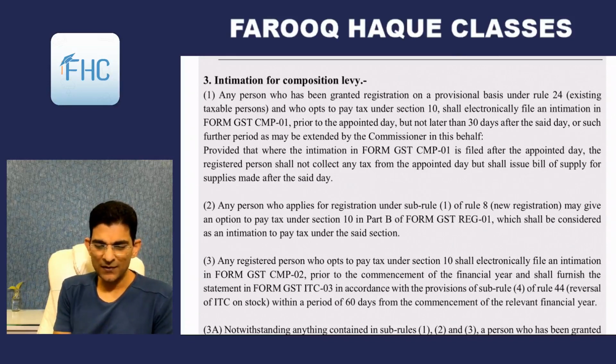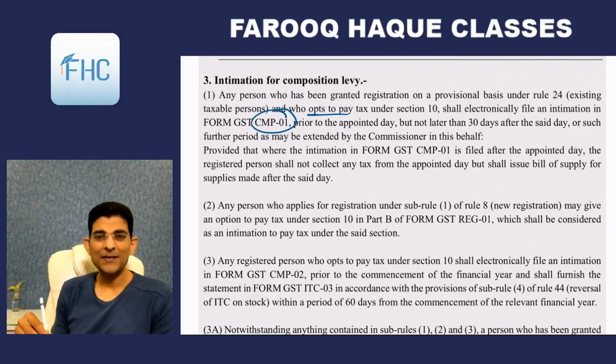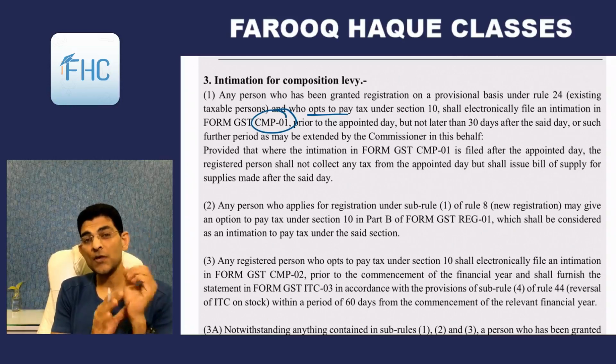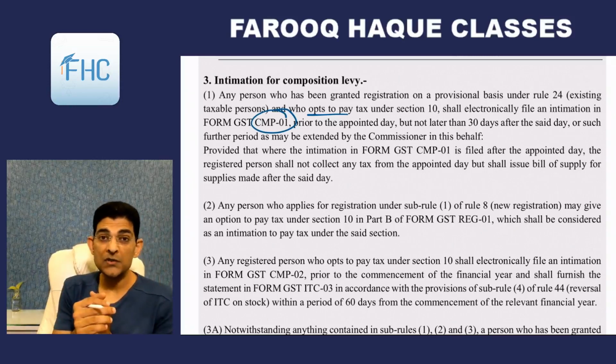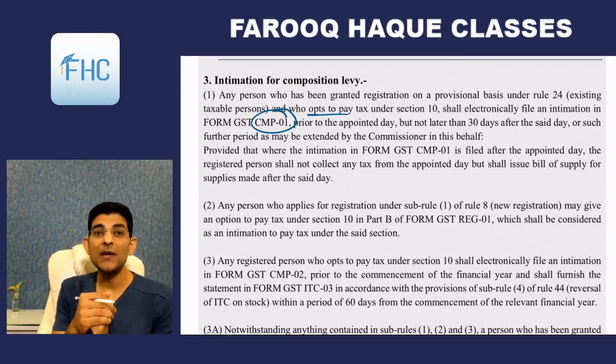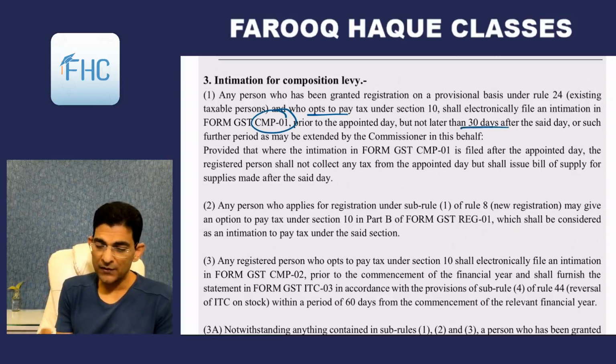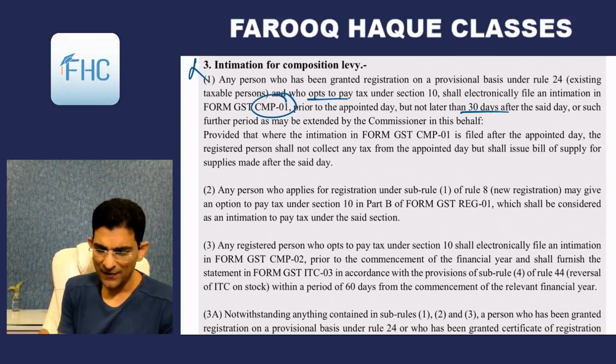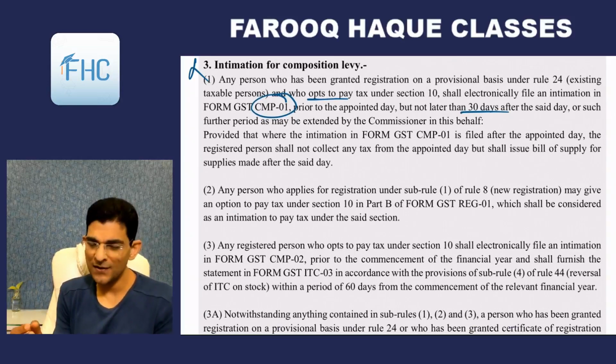It says any person who has been granted registration on a provisional basis under Rule 24 and who opts to pay tax under Section 10 shall electronically file an intimation in GST CMP-01 prior to the appointed date but not later than 30 days. These are talking about people who were covered by the old service tax and excise laws and they migrated to the GST law. So from the date of migration they can opt for composition scheme, but not later than 30 days after the said date. You can forget this, it will not come in the exam. They don't ask form numbers and all in the exam, right?